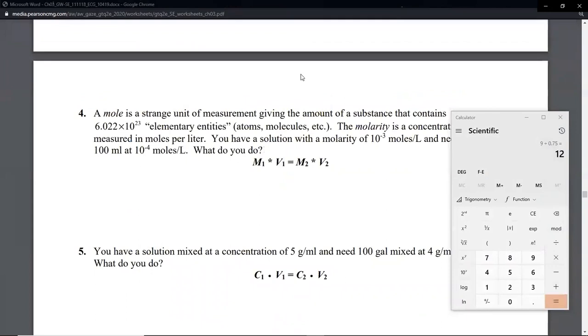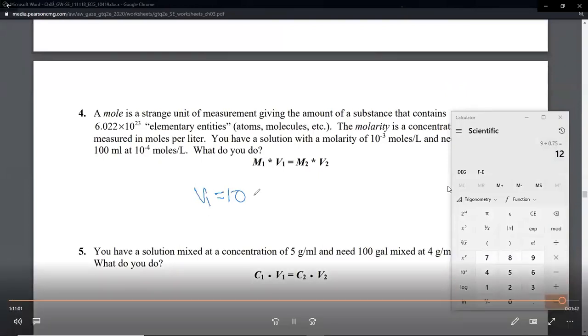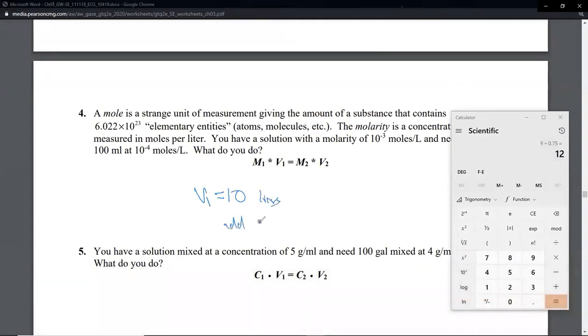When you end up solving this, if you want to try it on your own, you will find that V1 equals 10. This is another scenario where they want 100 liters of something, but you only need 10 liters from behind your counter. So you add 90 liters of water to give them the 100 liters they want. I'm sorry, not liters, milliliters. The concentration was measured per liter, but the volumes are measured in milliliters.